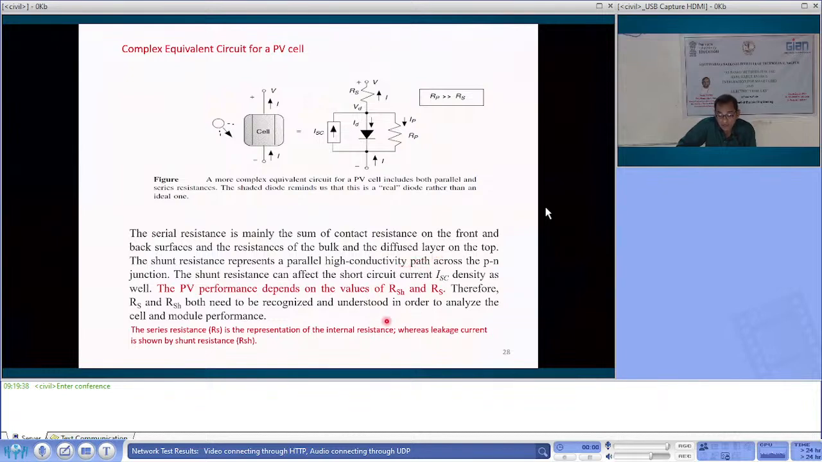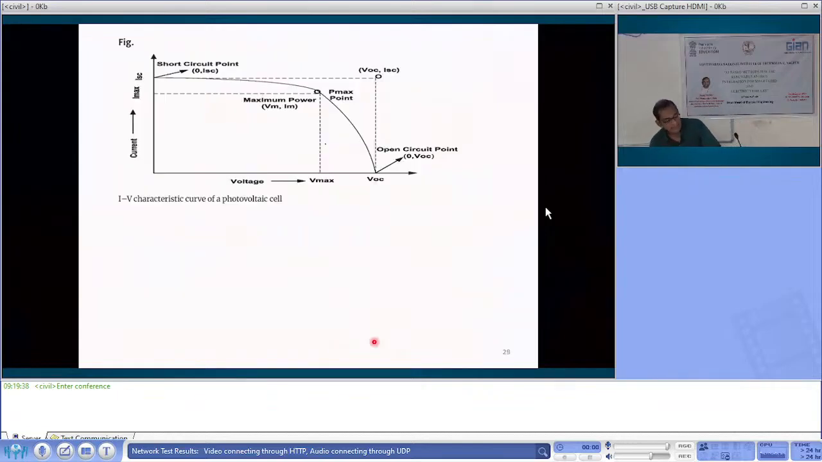So here I mentioned at the bottom, series resistance is the representative of internal resistance, which was not there in your ideal solar cell, whereas leakage current is shown by the shunt resistance. So therefore there is need of practical equivalent circuit. Researchers, what they have done, I will share about this with our MTech students, those who have studied this. Such a characteristic you will get, and for zero voltage you have the current, that is short circuit current. If short circuit current is 3.4 ampere, your fuse should be of 5 ampere.